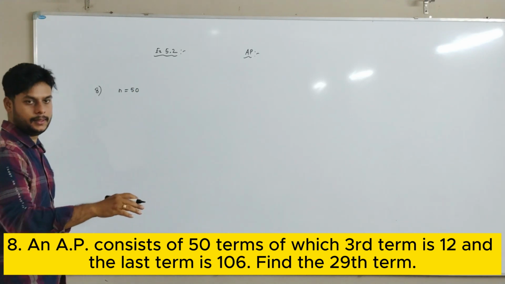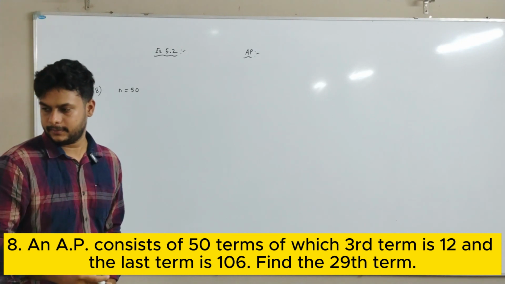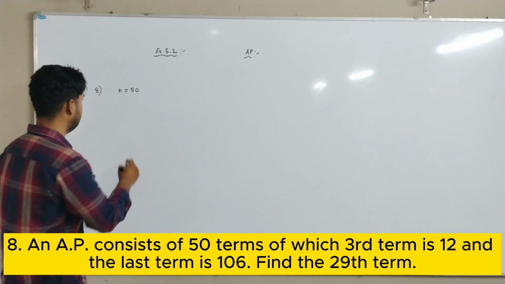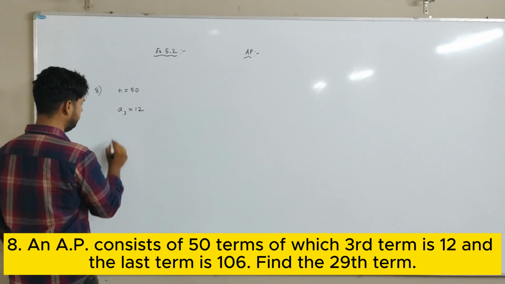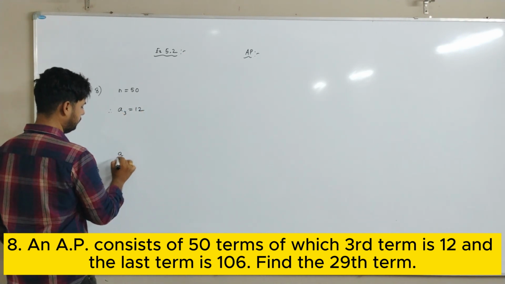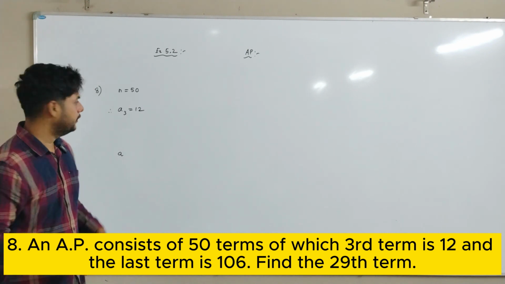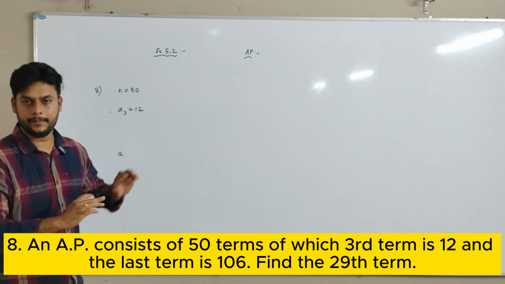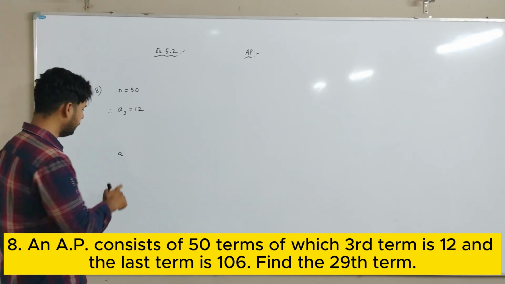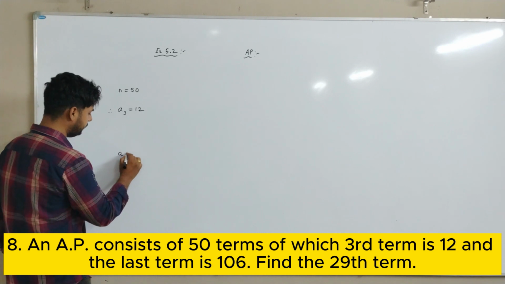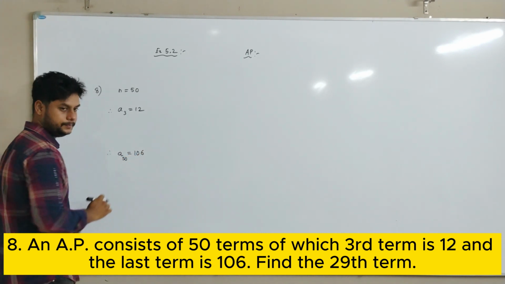In an AP, there is a sequence which has 50 terms in total, of which the third term is 12 and the last term is 106. Since there are 50 terms, the last term is directly A50. So A50 is equal to 106. Understood what I wrote here?